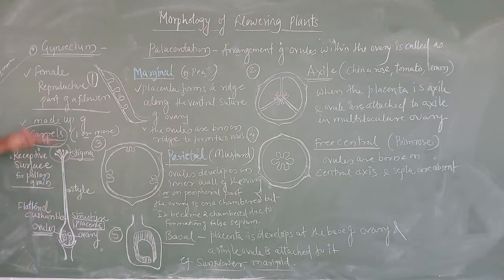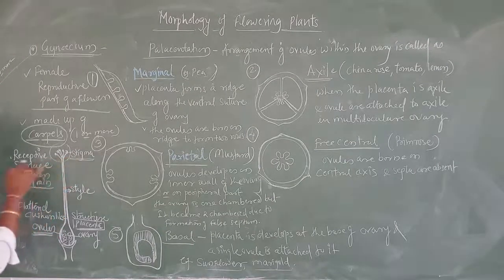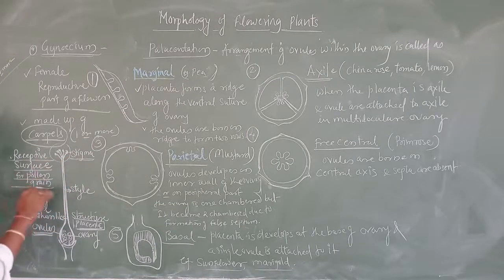In the sense, this is regarding the carpel. Carpel is made up of ovary, style, and stigma. Ovary is the basal and elongated part of the carpel. Above the ovary we are going to get the slender elongated structure called as a style, and at the end we are going to get the stigma. Stigma is a receptive surface for the pollen grain.